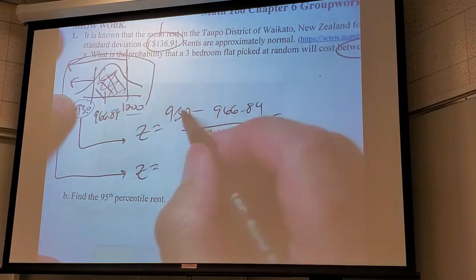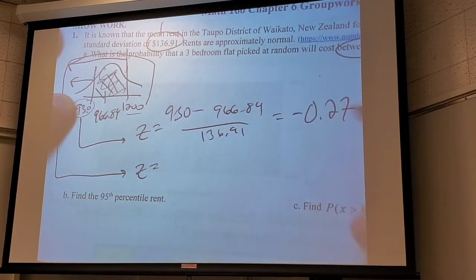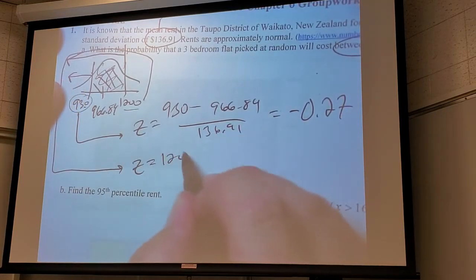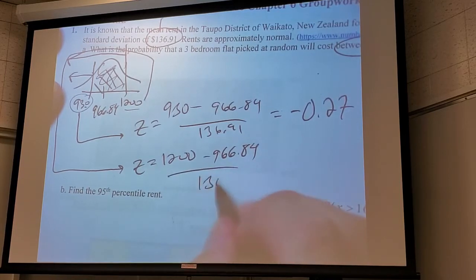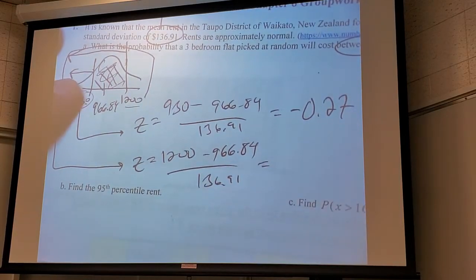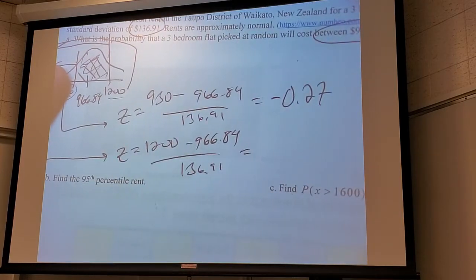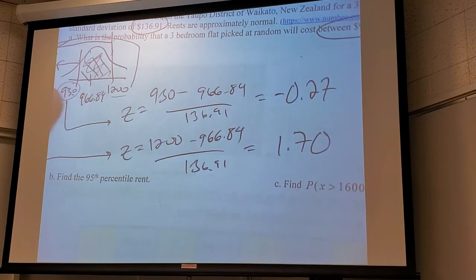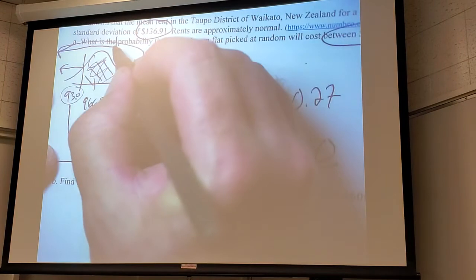So to convert 930, I get 930 minus the mean divided by the standard deviation. What do you guys get there? Negative 0.27. Okay. And then the other one. The only thing that's going to change for the other one is I'm going to put 1200 in. Anybody else get that one? 1.70. Okay. So when you look up this, that area is too much.